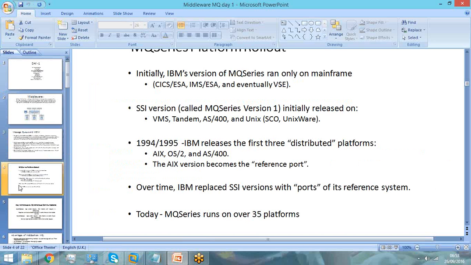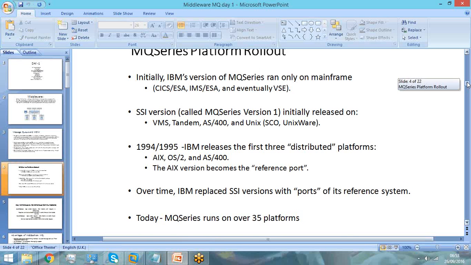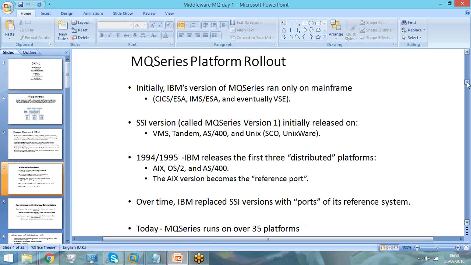Okay, so now we would just see a brief history about IBM MQ series. Not very much needed, but it actually started.